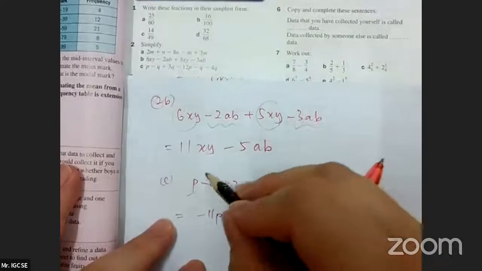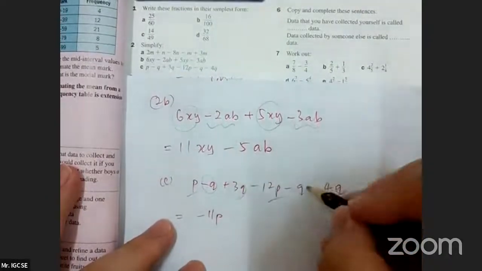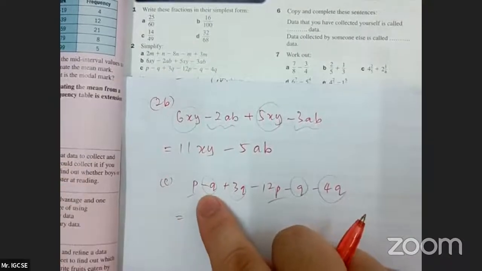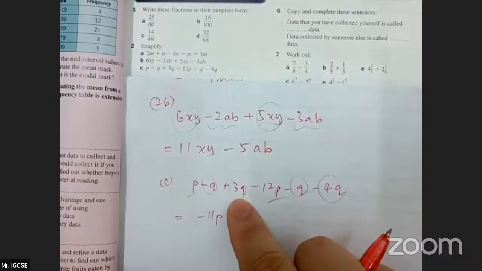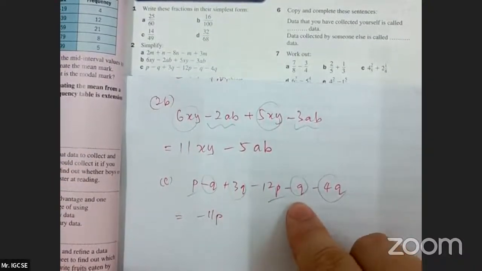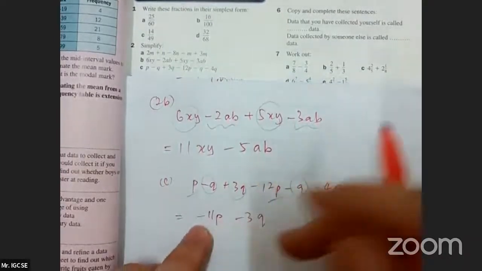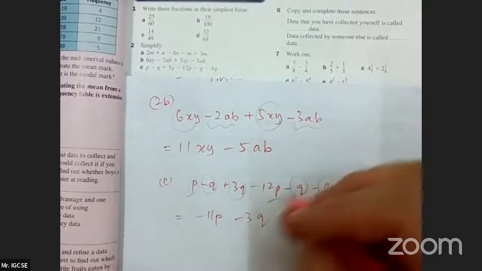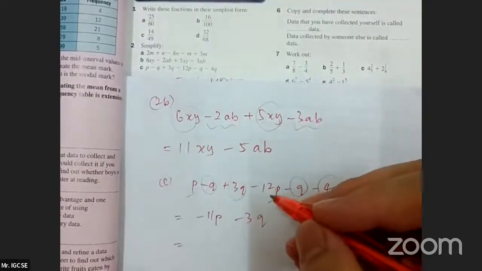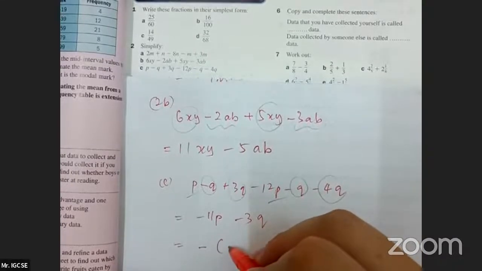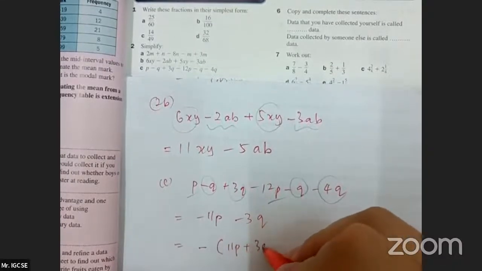And I have the Q. Negative Q plus 2Q is Q, minus 1 is Q, minus 3 is negative 3Q. If you have negative on both sides, sometimes we like students to factorize out the negative. So you come with negative and then circle that, you have negative (11P plus 3Q).